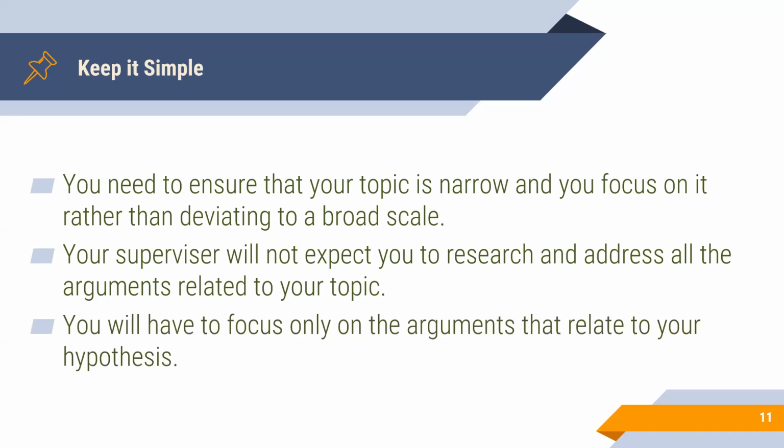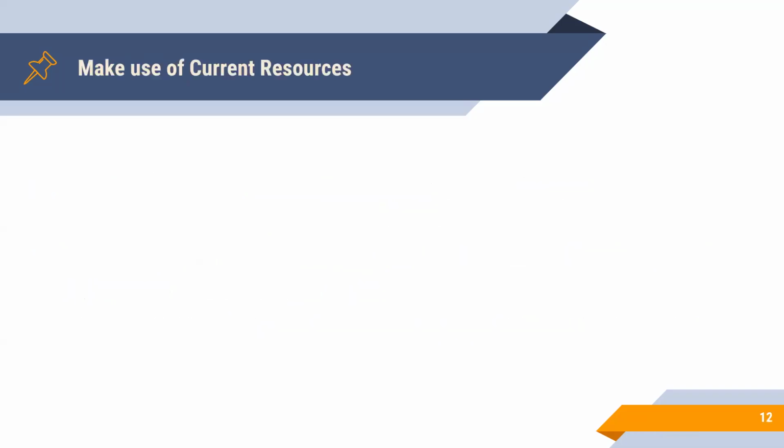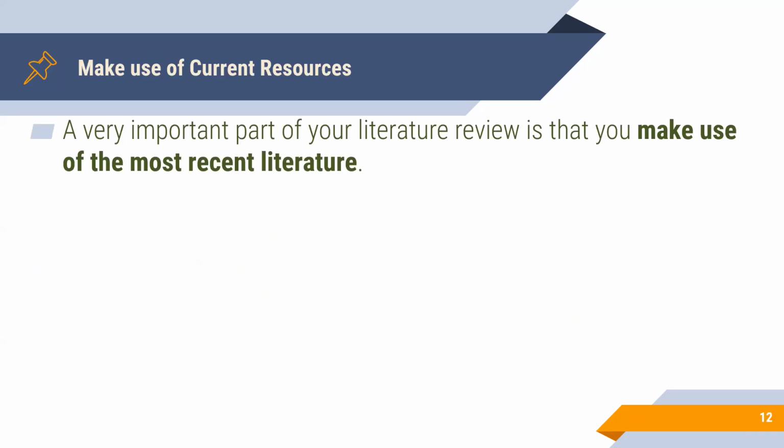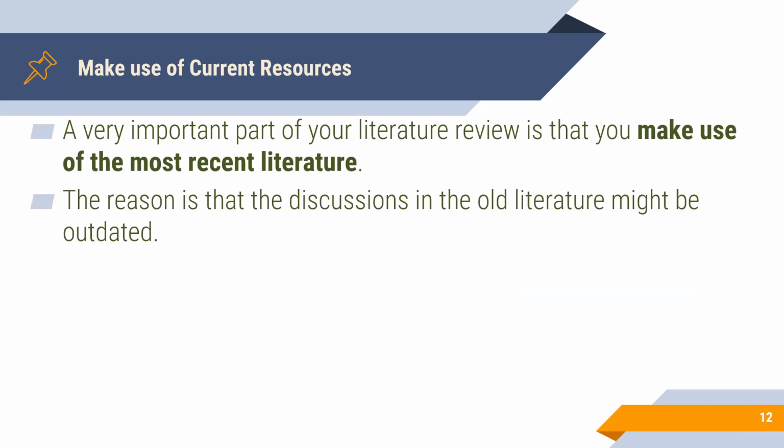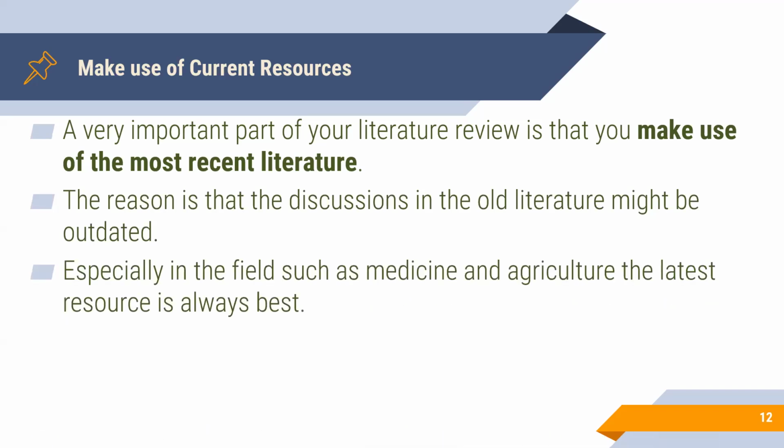Then you will have to focus only on the arguments that are related to your hypothesis. So whatever you imagine to achieve, focus on that. Then make use of current resources. A very important part of your literature review is that you make use of the most recent literature. The reason is that the discussion in the old literature might be outdated. Especially in fields such as medicine and agriculture, the latest resources are always best.